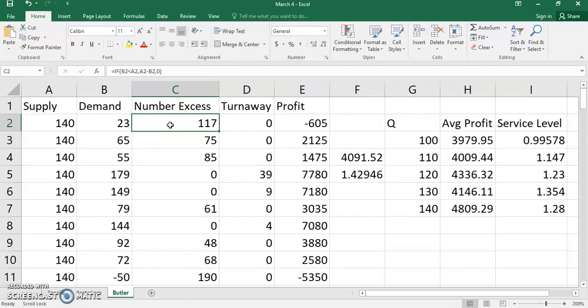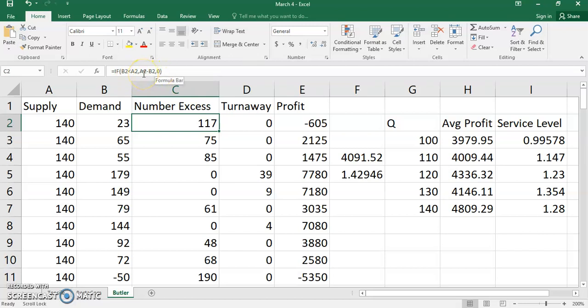As far as the number of excesses go, let's look at this formula. I'm using an if command. So if B2 is less than A2, then we're going to have an excess. So what we're going to do is first look at B2 versus A2. So in the first row, really row 2, my supply was 140, my demand was 23. So I'm doing if B2 is less than A2, then the excess is the difference between the two, right?